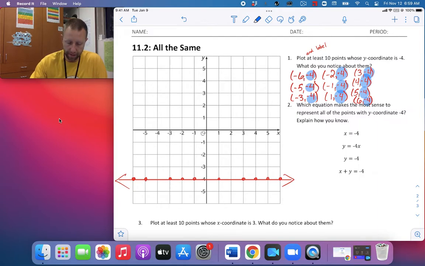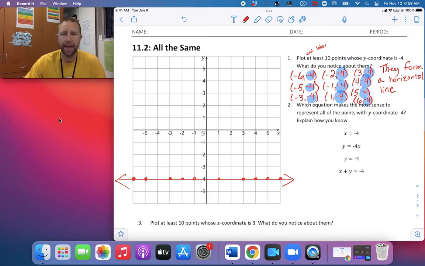So what do I notice about them? They form a horizontal line whose y values are all the same. They're all at that -4 all across that line. So the next question says, which equation makes the most sense to represent all of the points with a y coordinate of -4?